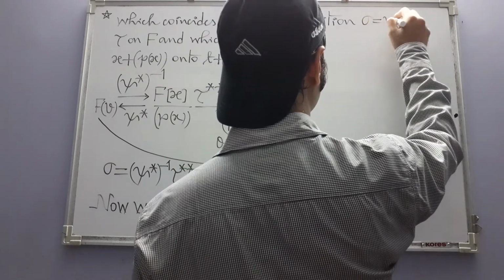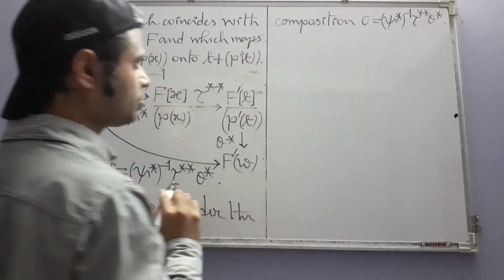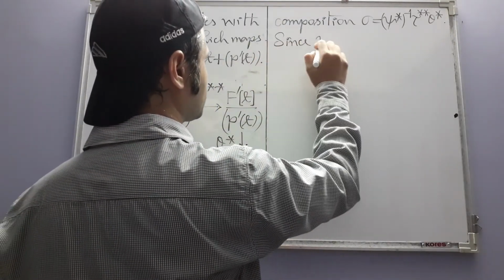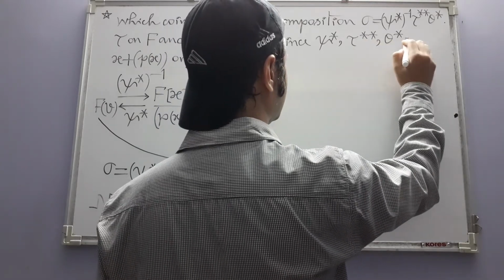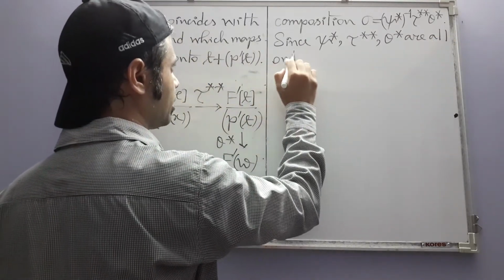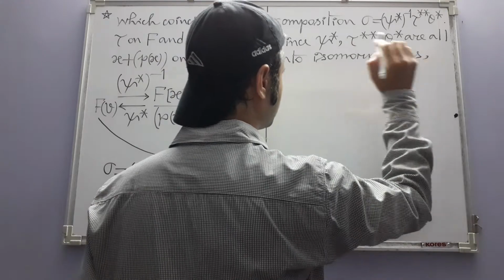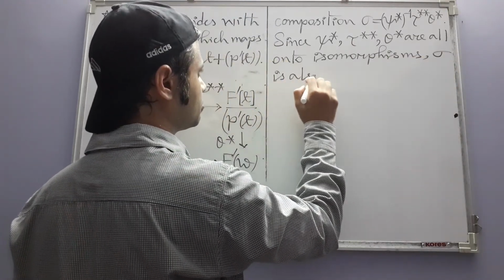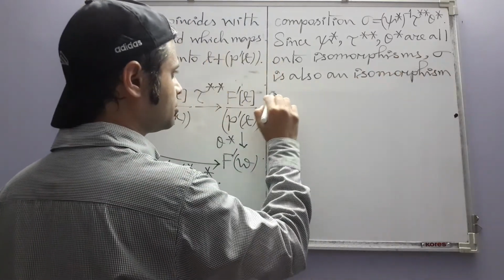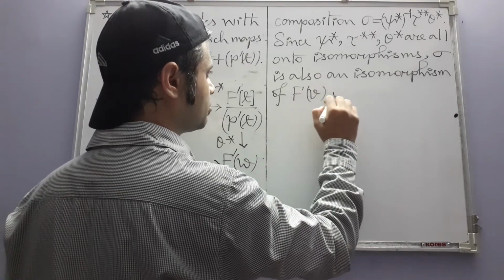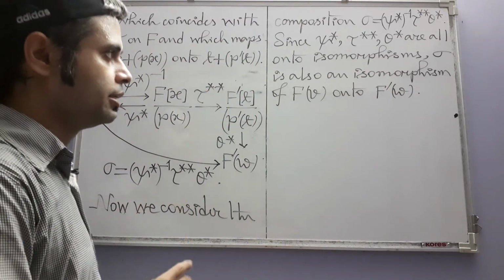this composition sigma, since these are all onto isomorphisms, sigma is also an isomorphism of F(v) onto F'(w). Okay, so now we need to show two things and then it will be over.